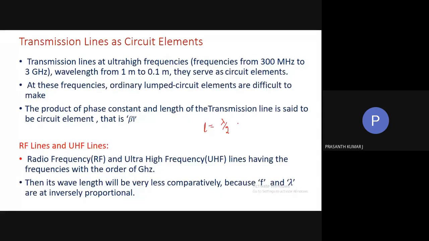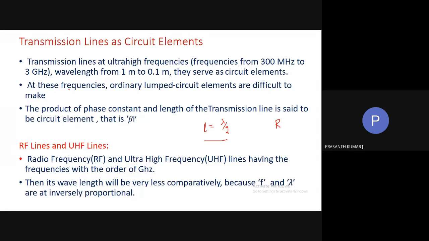Yes, definitely. At lambda by 2 length, how will a transmission line behave? It will behave like a resistive load. That is the reason we are taking the length of an antenna as lambda by 2. At resonant frequency, if the impedance is resistive, whatever power we give at the input will be delivered at the output. Is that clear? That is why we take the length of the transmission line as lambda by 2. Next.